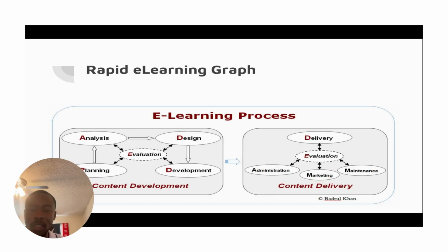So this e-learning process is divided into two categories. That is the content development part and then the content delivery part. The content development part was what we looked at initially, and the content delivery part is what we just discussed, with the evaluation as the center of that particular category.